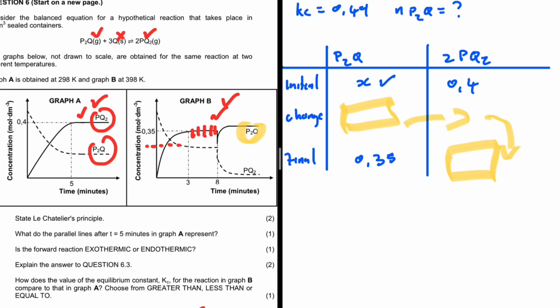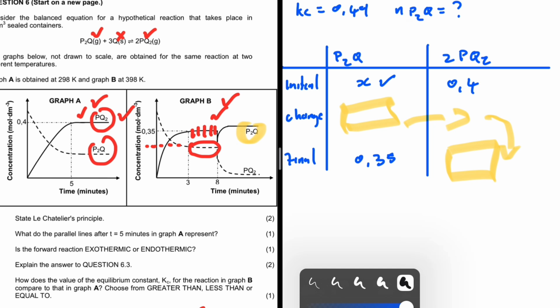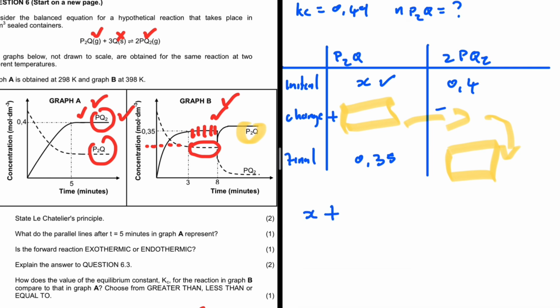But let's check PQ2. Initially, 0.4. And then after that, it is clearly less than 0.35, right? Because we cannot have 0.5 here, below 0.35. So we can conclude that PQ2 has decreased from 0.4 to less than that. So it means that here we're going to have plus and here we're going to have minus, right? At least we know that PQ2 is getting reduced from 0.4 to less than that, and then P2Q is getting increased. So we started with X and then X plus something.